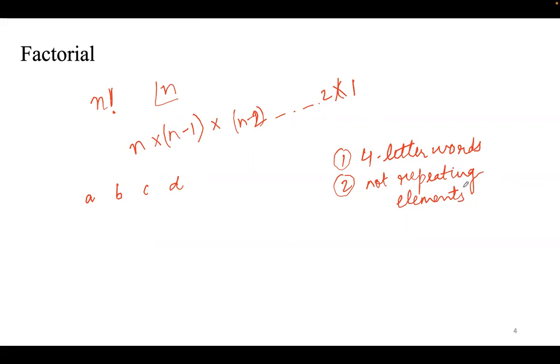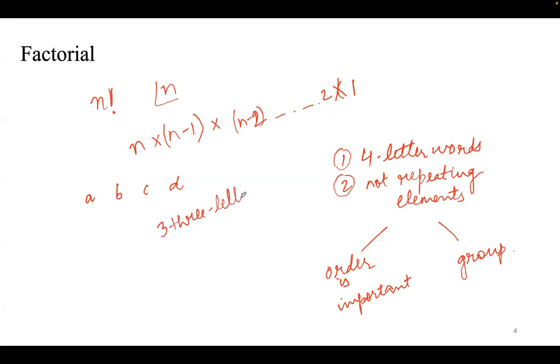Once that is available with you, then you have 2 options: whether you are interested in the order, the order is important, or just the grouping. Okay. Now a simple example from this. You have 4 alphabets, and now how many 3-letter words can you make?